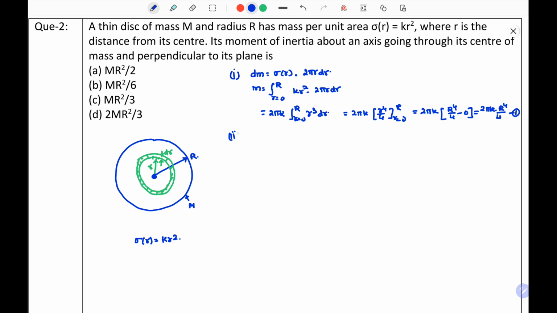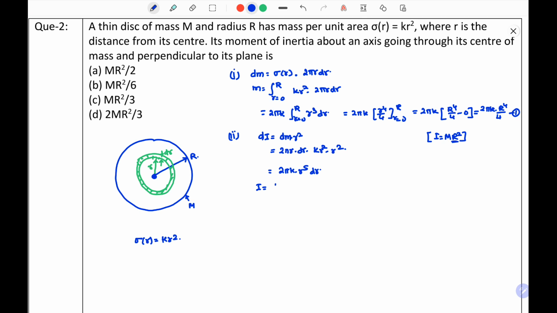Now in the second case, we will find the moment of inertia. The moment of inertia of the ring, say dI, is equal to dm into r square, because for a ring, moment of inertia is mr square if the mass of the ring is m and r is the radius of the ring. So this will be equal to dm, which is 2 pi r into dr into density, this is kr square, multiplied by r square. So it will be equal to 2 pi k r raised to the power 5 dr.